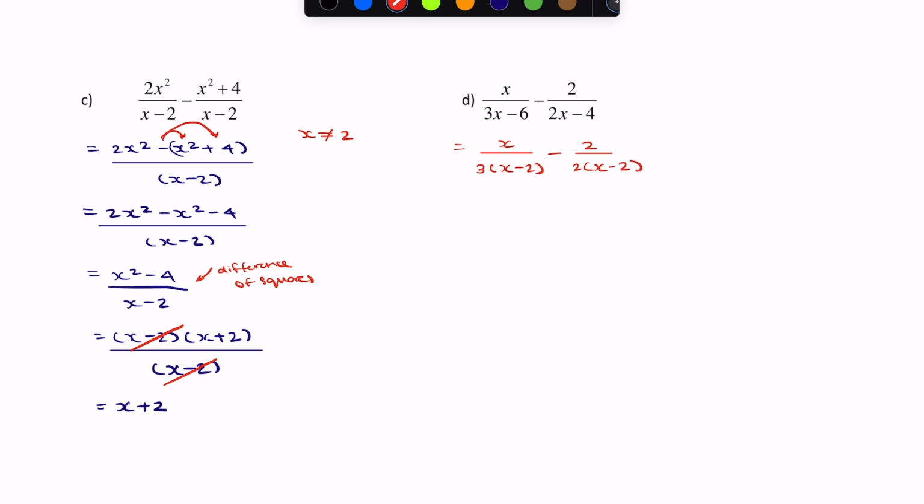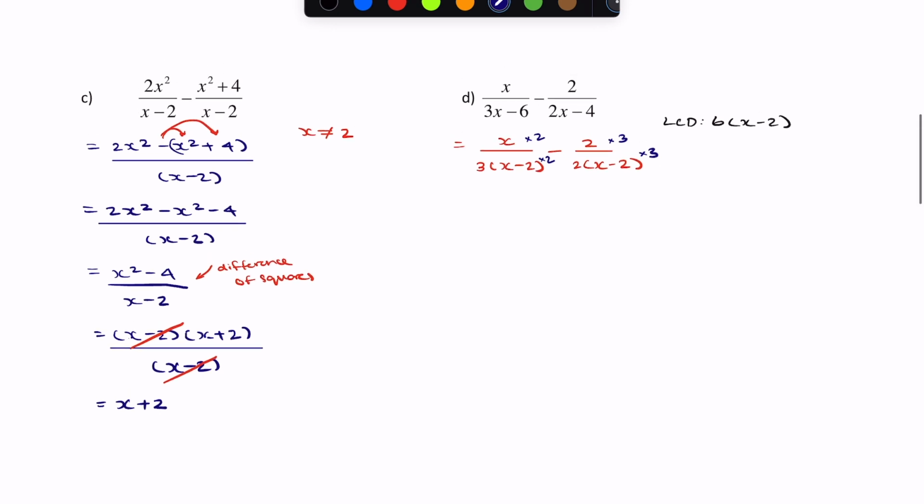And so we can see here that our lowest common denominator will be 6 times x minus 2 times x plus 2. So in the first expression, we're going to need to multiply by 2, both the numerator and denominator. The second expression, we're going to need to multiply by 3 to get it to the lowest common denominator.